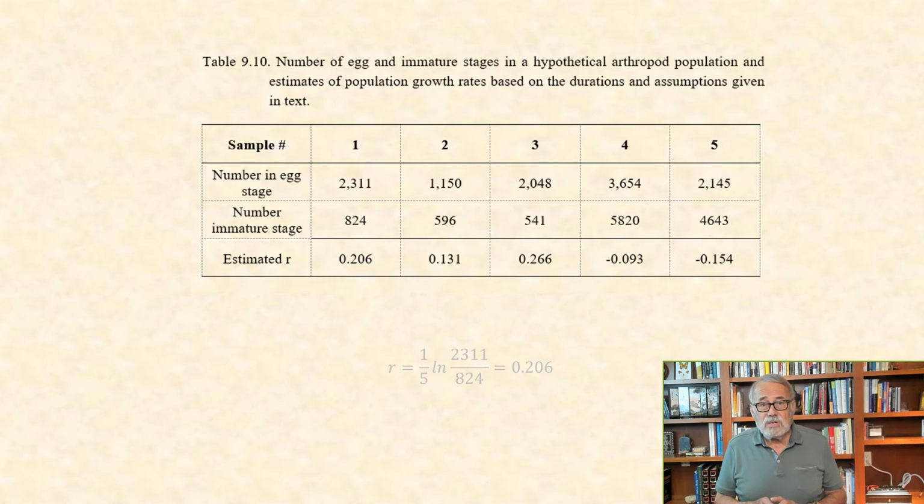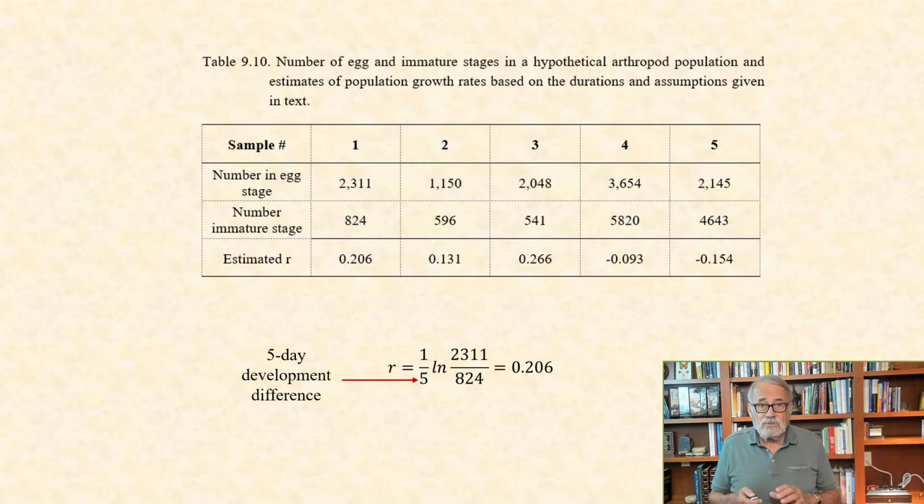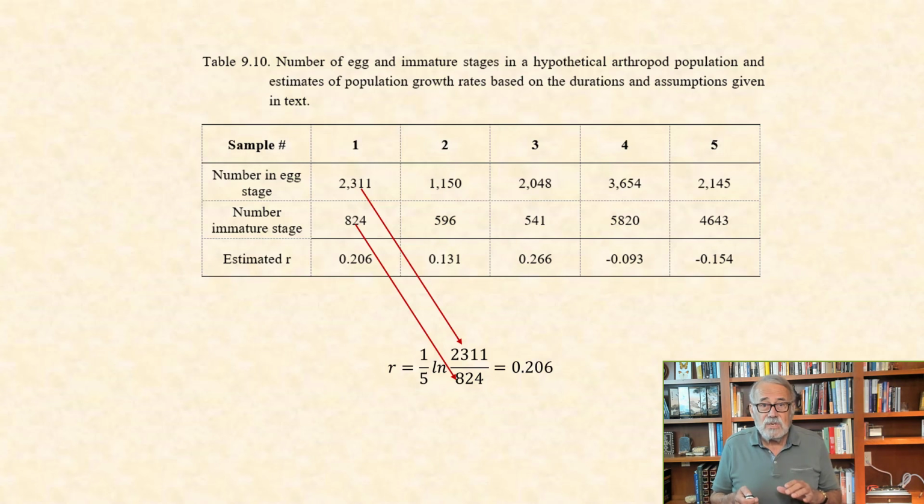An example computation based on the ratio of two stages in a population is shown here. With sample in the top row, number in the egg stage and immature stage in the next two rows, an estimated value of r is given here. The mean difference in ages of these two stages is 5 days. The natural log of the ratio of the number in the egg stage and the number in the immature stage yields a value of 0.206 for the estimated population growth rate for the first sample. Growth rates in subsequent samples are computed with the same formula.